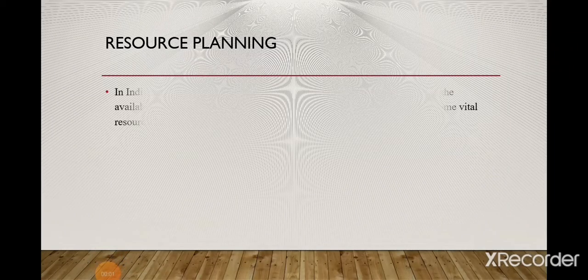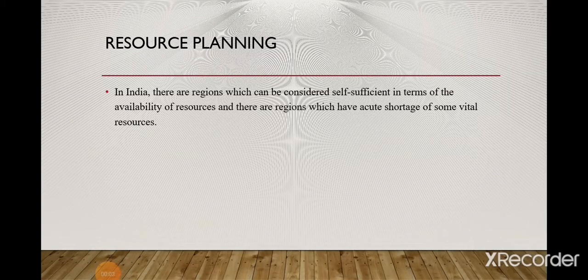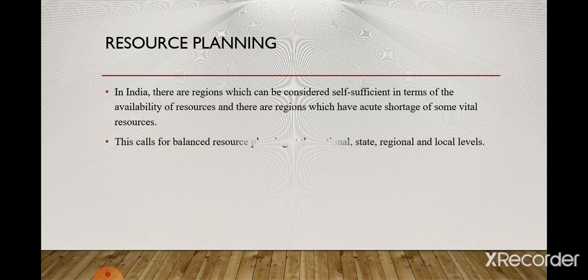Resource planning. In India, there are regions which can be considered self sufficient in terms of availability of resources, and there are regions which have acute shortage of some vital resources. We can see the example of Rajasthan. The state of Rajasthan is very well endowed with solar and wind energy but lacks in water resource.